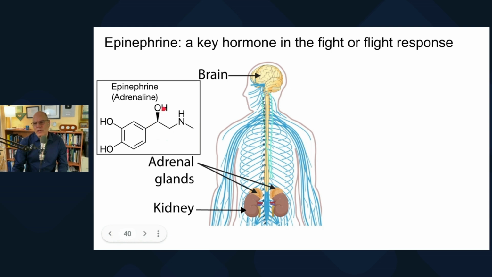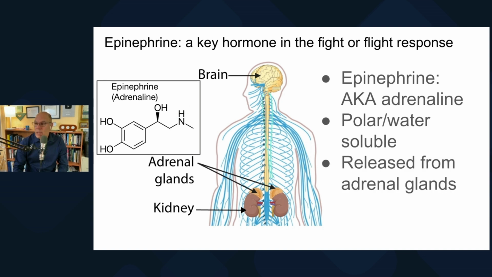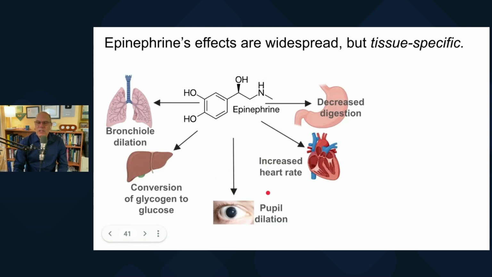And you can see this hydroxyl group over here, this hydroxyl group, this hydroxyl group, this amino group. It is polar. It's not going to make it through the cell membrane. So epinephrine, also known as adrenaline, is polar and water soluble. It's released from the adrenal glands. The adrenal glands sit above your kidneys. Epinephrine's effects are widespread but tissue specific.